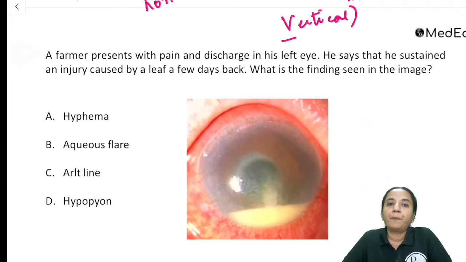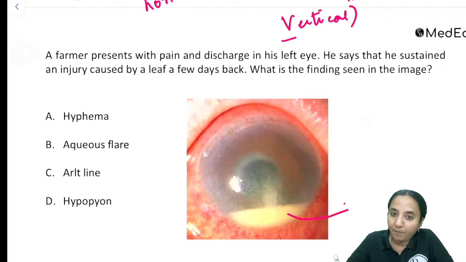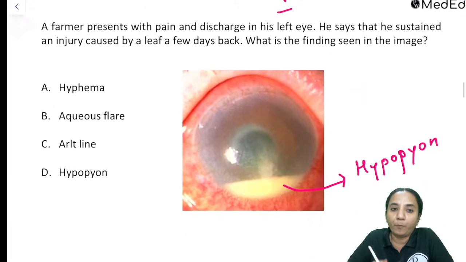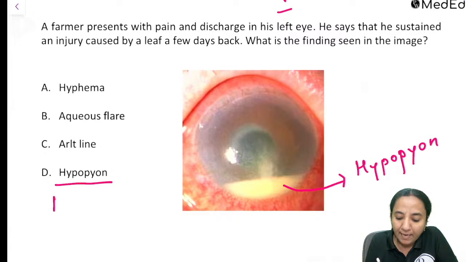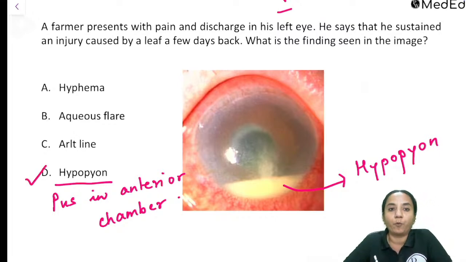Now, a farmer presents with pain and discharge in the eye, and he has sustained an injury with a leaf a few days back. And what do we see in this? So see, what is this that we see in this image? This is a hypopyon. What is hypopyon? Hypopyon means pus in the anterior chamber. That's what you see in this picture. So this is the answer. It is pus in the anterior chamber, or hypopyon.